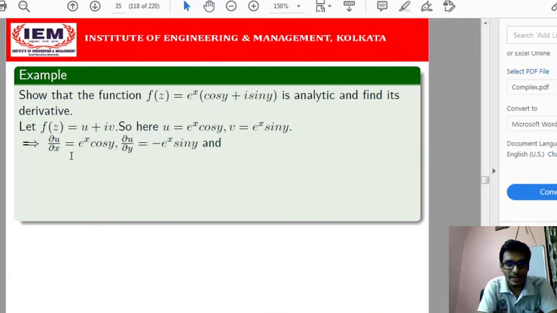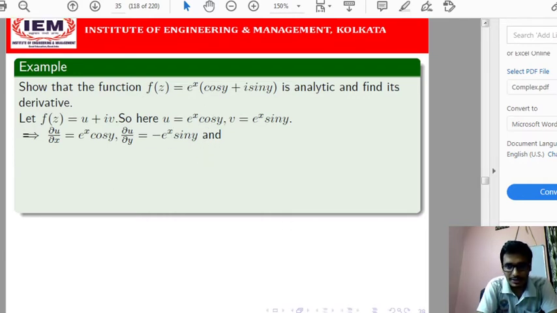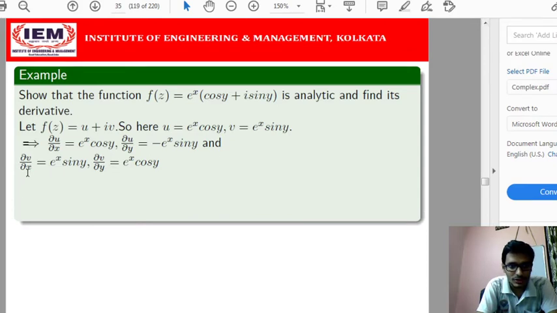Now what will be du/dx? The partial derivative of u with respect to x means the function containing y remains fixed, and the derivative of e to the power x is e to the power x. So this will be e to the power x cos y. Now the partial derivative of u with respect to y will be minus e to the power x sin y, because the function containing x remains constant and the derivative of cos y with respect to y is minus sin y. dv/dx will be e to the power x sin y and dv/dy will be e to the power x cos y. In the same way we can define dv/dx and dv/dy.